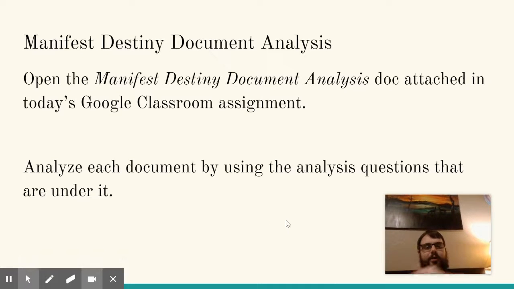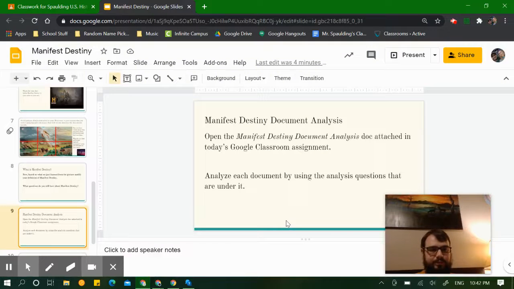You guys have the remainder of the class period to work on this manifest destiny document analysis. If you did the Trail of Tears document analysis, this is very similar. Okay, you're going to open up the manifest destiny document analysis document, attached to today's Google Classroom assignment. You're going to analyze each document by using the analysis questions that are under it. So let's go ahead and do that.